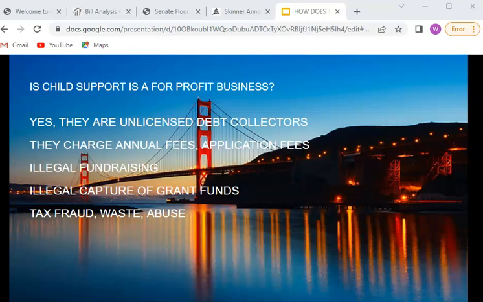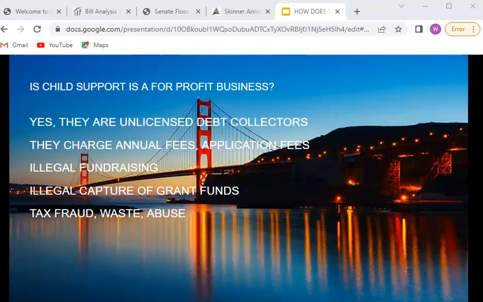Do they charge annual fees, application fees? Yes, generally they do. We would want to research this more because maybe some of the agencies in the states don't do it. But my understanding is that they charge annual fees and application fees either one time or they bundle it.